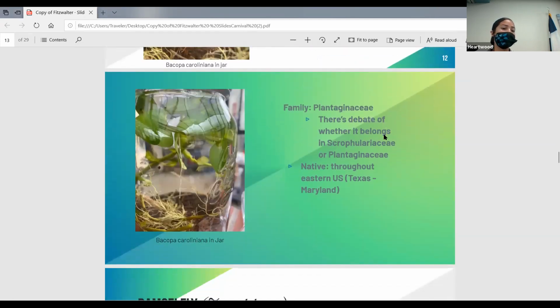So here's just some more pictures of the Bacopa. It's part of the Plantaginaceae family, and there is debate whether it belongs to the Scrophulariaceae family, but most of the resources that were up to date suggested that it was part of the Plantaginaceae family. And it's native throughout the eastern United States, ranging from Texas to Maryland.